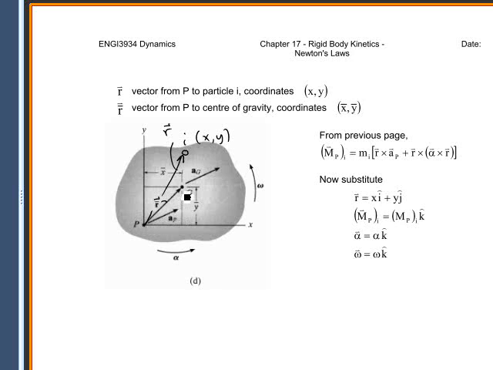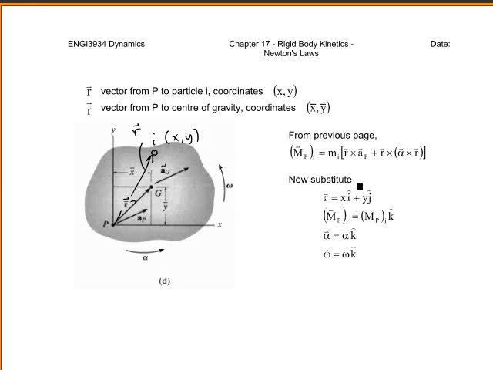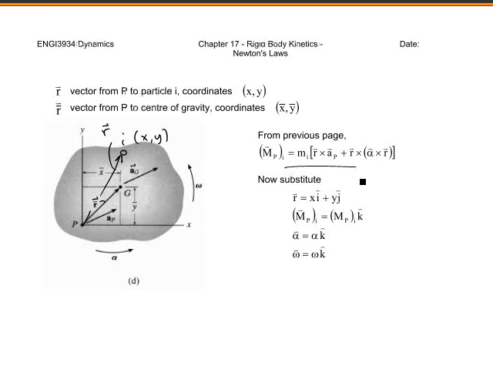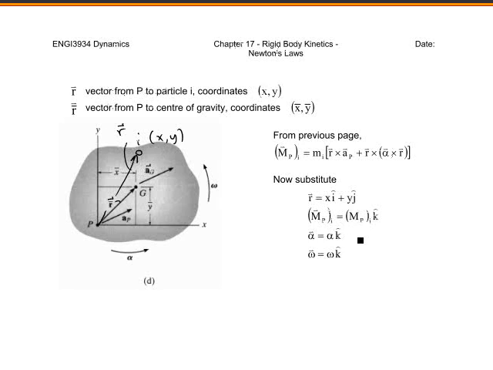Now the r bar vector, that's the vector from P to the center of gravity of the body. Okay, so arbitrary particle I was not at the center of gravity. Here's the center of gravity located at coordinates x bar and y bar from the origin. It has acceleration vector ag. I'm going to make a substitution into this relation. Instead of r, I'm going to write xi plus yj. So that's the vector I've just drawn over here.